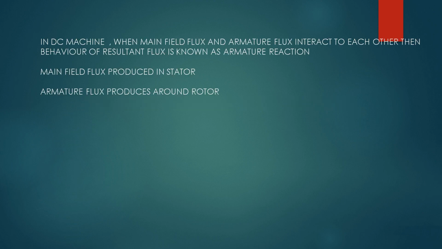So what is armature reaction? It's an interaction of main field flux and armature flux so that there will be a distortion in the main field flux. That behavior of that flux is known as armature reaction. Here main field flux is produced in the stator and armature flux is produced around the rotor.